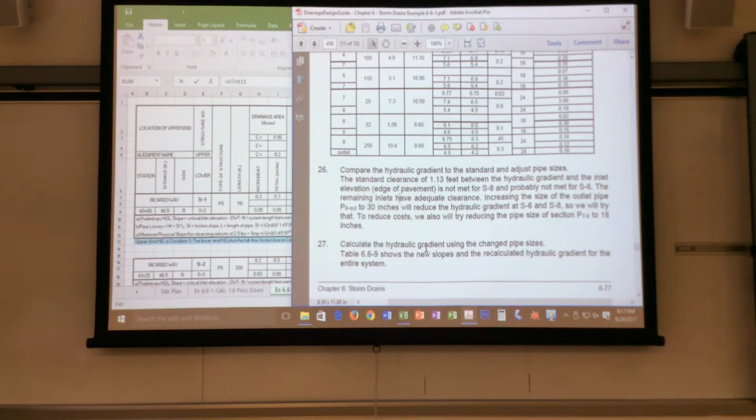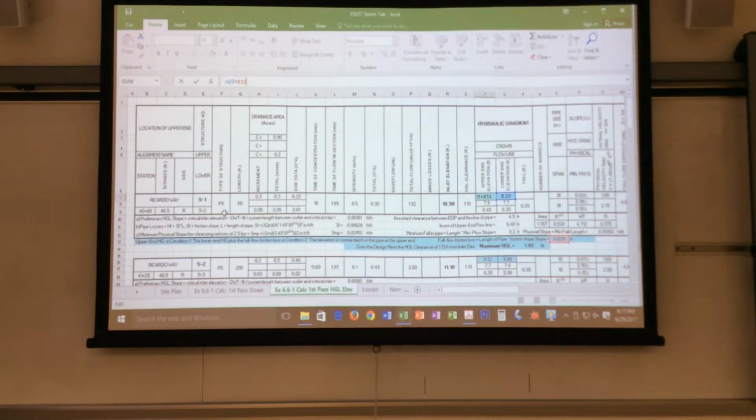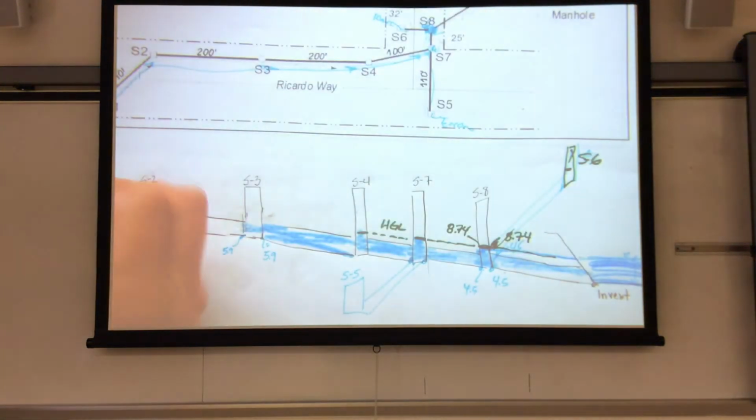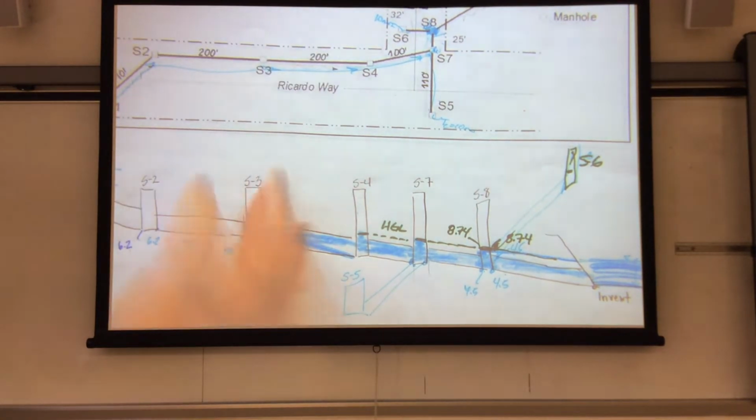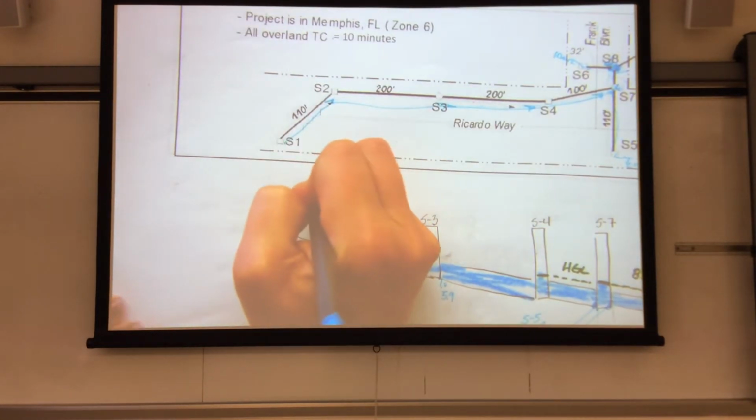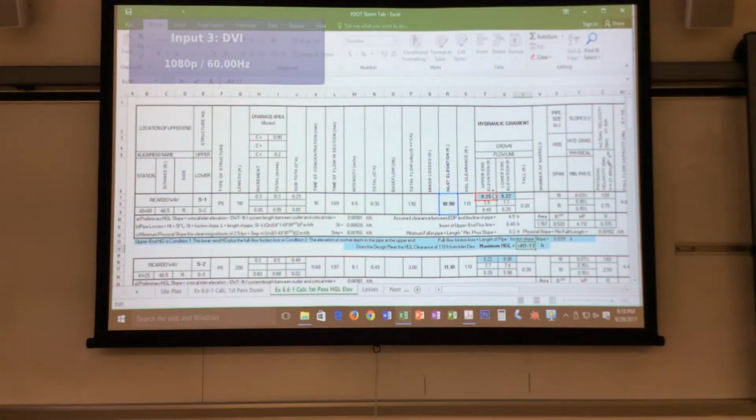Now we do the actual analysis of it. It says compare the hydraulic gradient to the standard and adjusted pipes. The standard clearance needs to be 1.3. And this is where I put in the HGL. So what I did is I took the inlet elevation and I subtracted it from the upper end. Okay? That's basically saying I'm taking the HGL of whatever that elevation is and I'm subtracting this upper end. Oops. This is 10.9 and that upper HGL is 9.25.